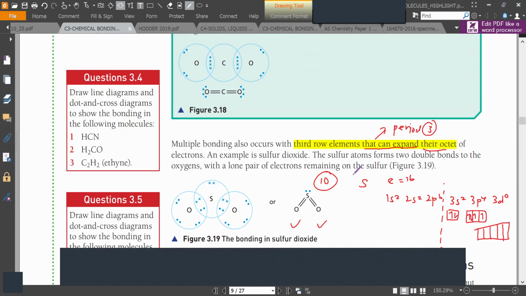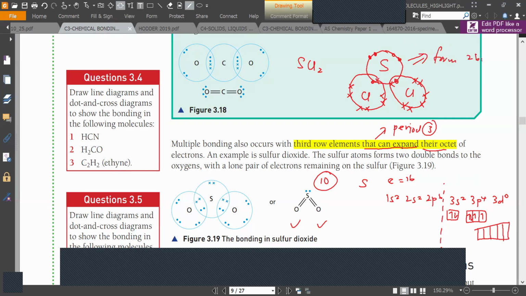Okay, an example, maybe something like this, SCl2, for example. So sulfur, like this, 1, 2, 3, 4, 5, 6, and then chlorine, like this, 1, 2, 3, 4, 5, 6, 7, chlorine has 7 outer electrons. In this situation, sulfur just forms 2 bonds. So now the outer electrons are just 8. 8 electrons is the one that we normally have, that we are familiar with.